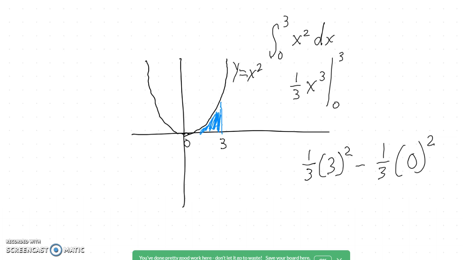In order to solve this algebraically, we know what to do. We do the antiderivative, and we write that as 1/3 x cubed from 0 to 3. We plug in 3, we plug in 0, we subtract them. But the question is, why does that work?